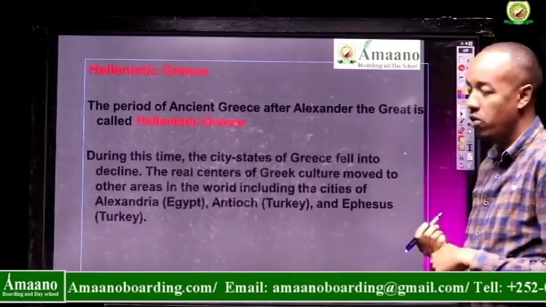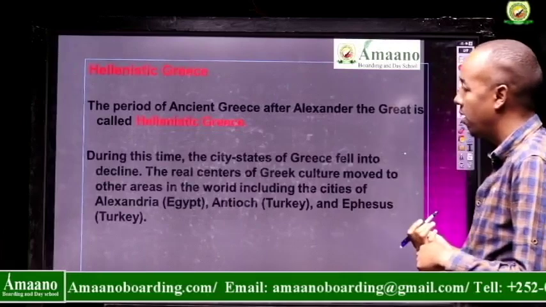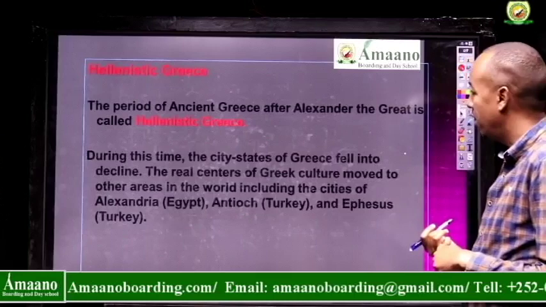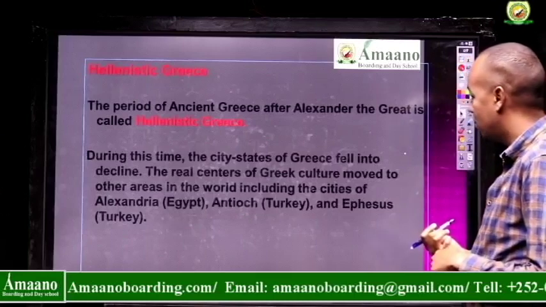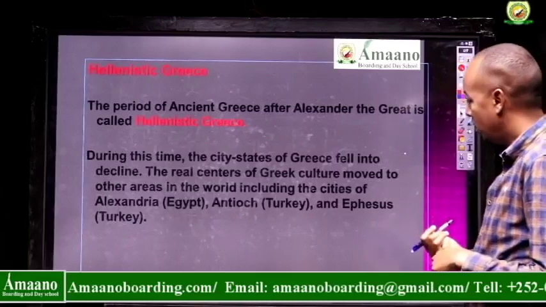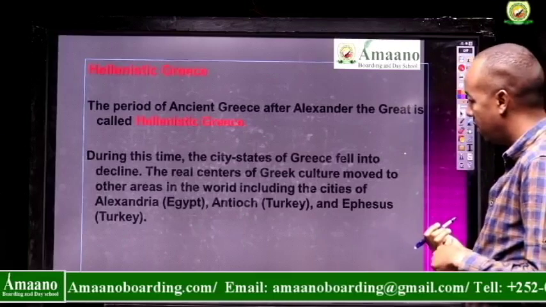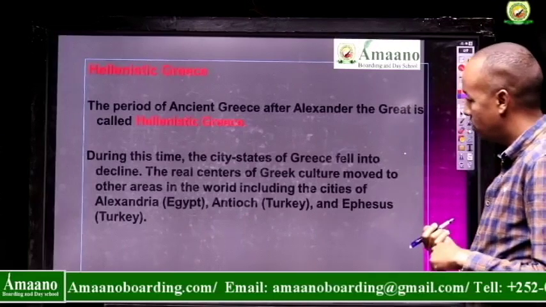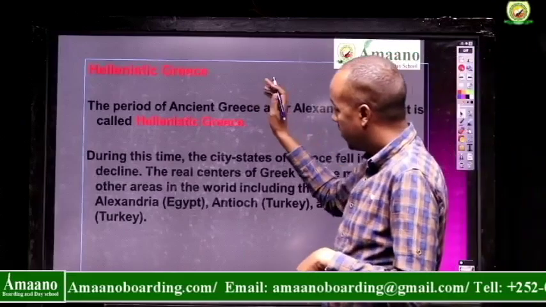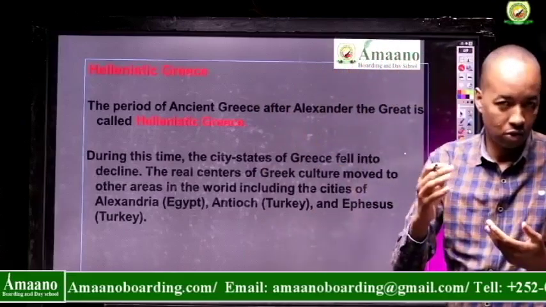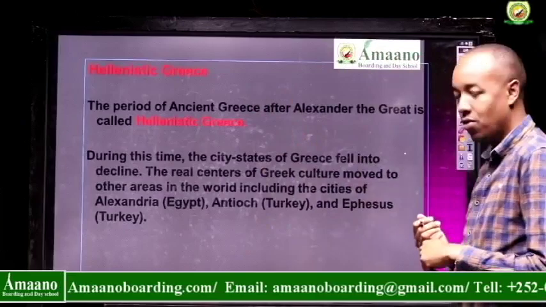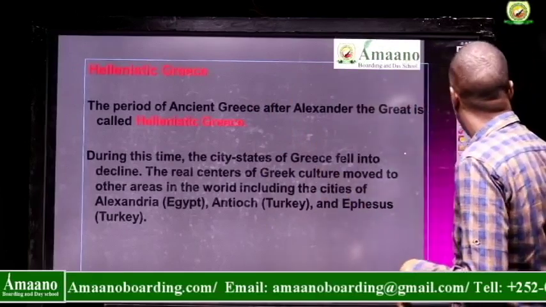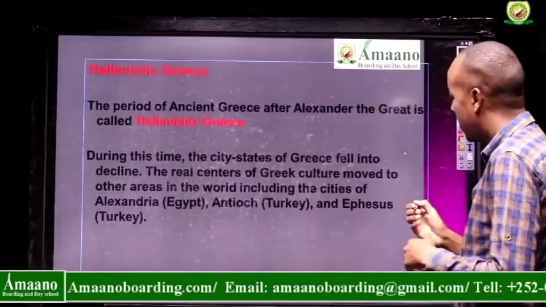So what happened during the Hellenistic period when Alexander was gone? The city-states of Greece fell into decline. The real centers of Greek culture moved to other areas of the world, including the cities of Alexandria, Antioch in Turkey, and Ephesus, also in Turkey. When Alexander the Great was gone, his empire declined with him, but the culture of Greece really survived and went into other parts of the world.